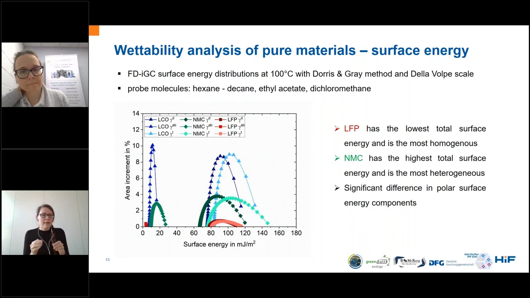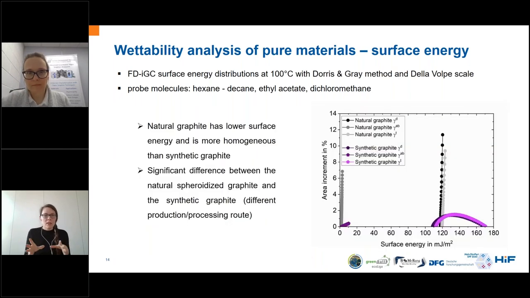Also very interesting is that for the dispersive part, if you check the maximum value of the LCO, NMC, and LFP, for all of them it is around 120 millijoule per square meter. So the dispersive part is rather similar, whereas for the polar part we have a significant difference. For the LFP, we can say that the polar part is almost negligible, whereas the NMC has quite a high polar part, almost up to 30 millijoules per square meter. So there's a significant difference in the polar surface energy components between the cathode active materials.